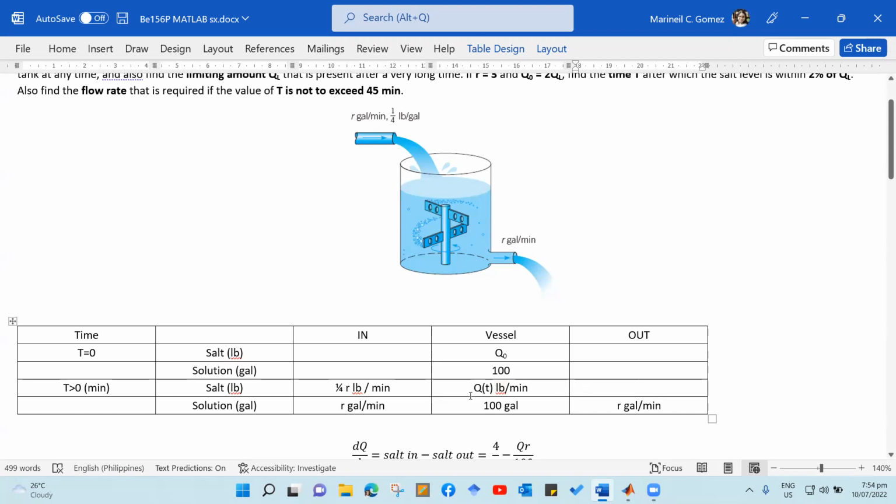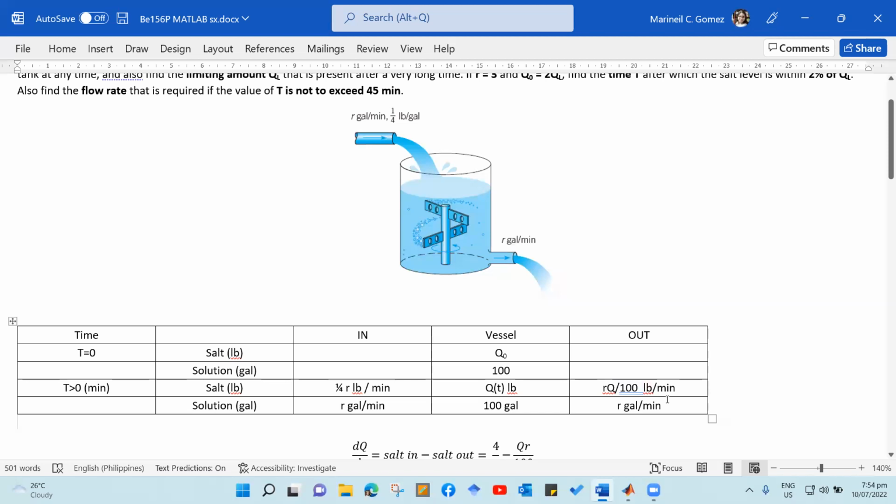To get the concentration, you get the amount in pounds per gallon times the gallons. So this is QR over 100. So this is RQ over 100 pounds per minute. Why is it RQ over 100 pounds per minute? Because you have Q sub T pounds at a certain time for 100 gallons, so you get the concentration times the amount of the gallons.